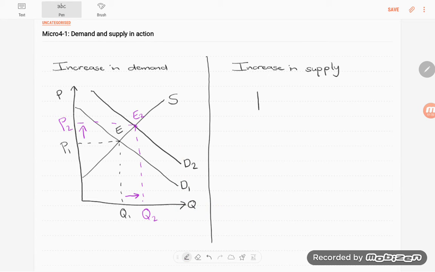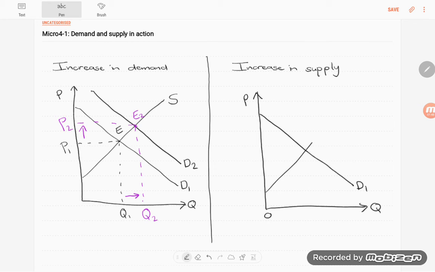An increase in the supply, again, start with your axes, label your axes, quantity on the x-axis, price on the y-axis, and start with your initial curves. An initial demand curve and an initial supply curve, as well as an initial equilibrium. Q1 is the equilibrium quantity and P1 is the equilibrium price.